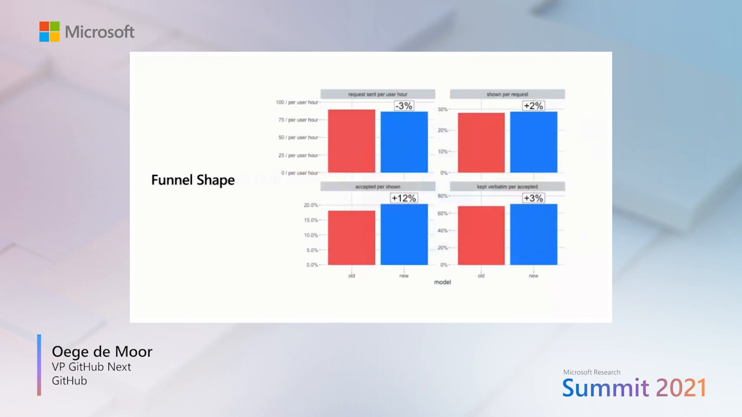Okay, so when we drill down and look at the funnel shape, whoa, almost everything is getting better. More solutions are shown per request, more are accepted per shown, more are kept verbatim after acceptance. But the first metric is actually down. We are speculating here, but we think it may be because the users are trusting the model more, and so they actually pause and properly wait for a suggestion to be given to them.